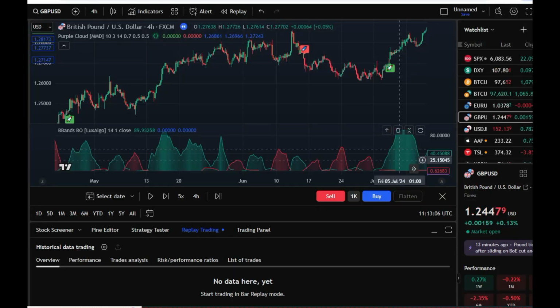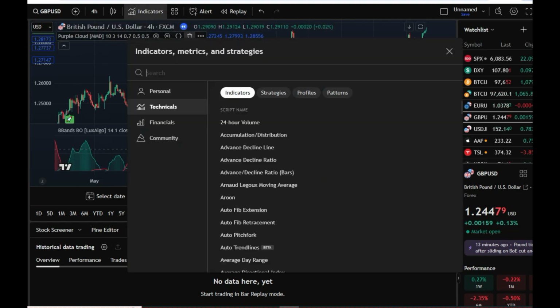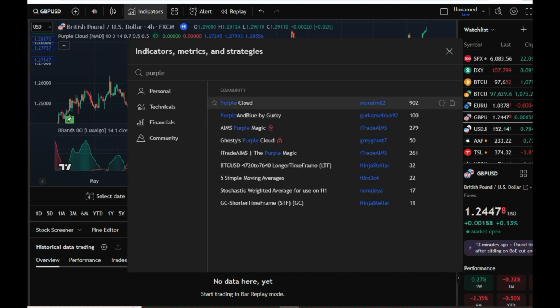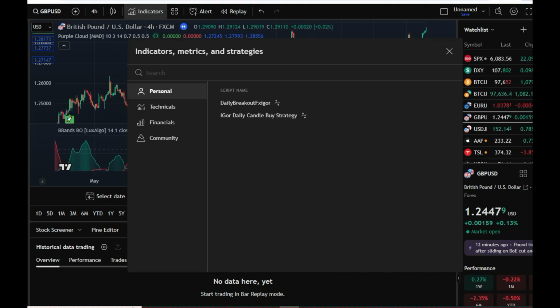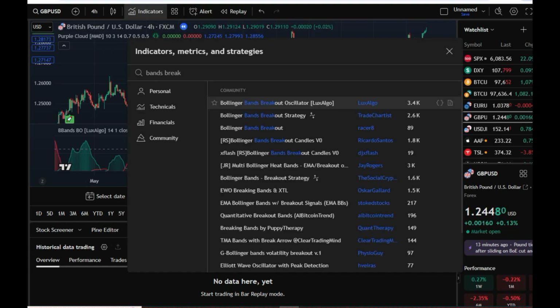Today we'll test one indicator from the last day. It's a purple cloud. What I did, I chose from indicators the purple cloud indicator, and I chose another indicator called Bollinger Bands Breakout, the Bollinger Bands Breakout oscillator from Lux Algo.